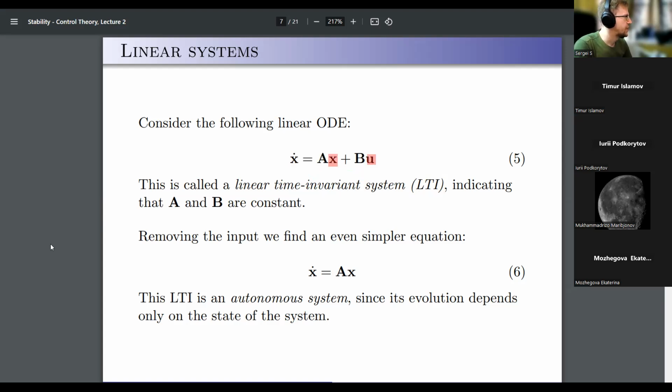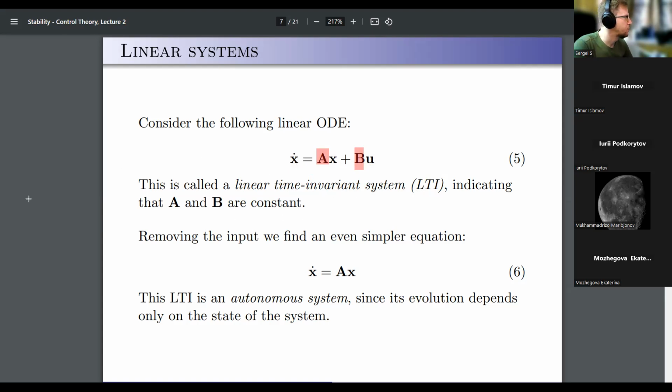Why do we call it time invariant? Well, because A and B do not depend on time. There are time-varying systems where the A and B matrices depend on time. So those are two different classes of systems.